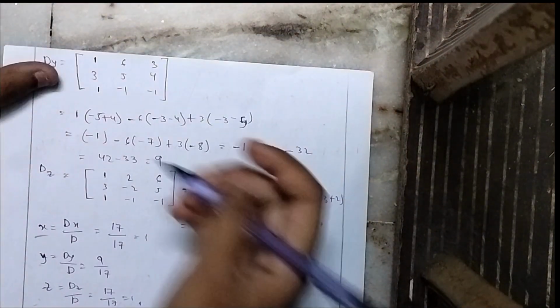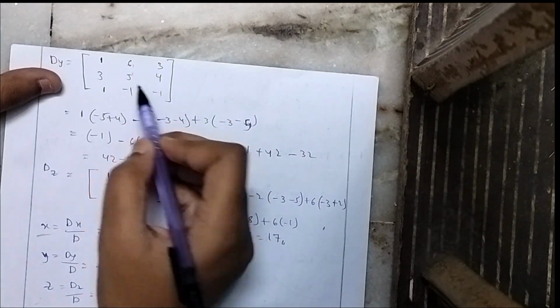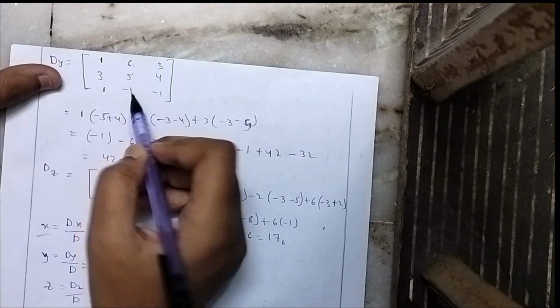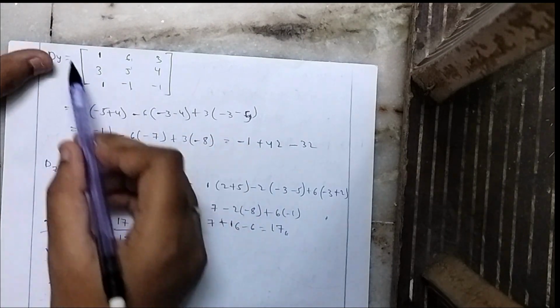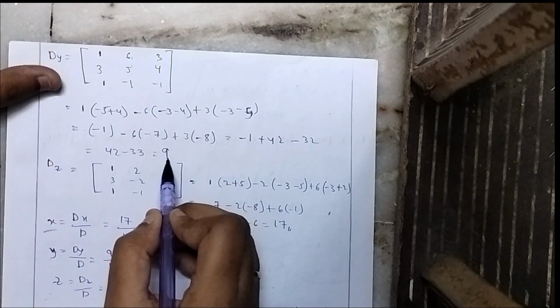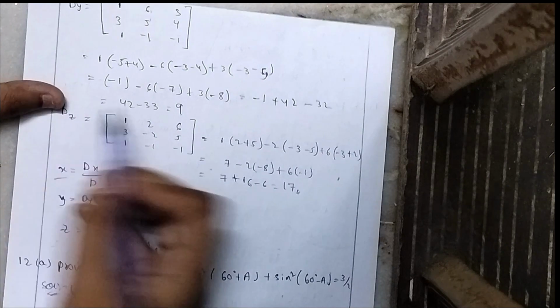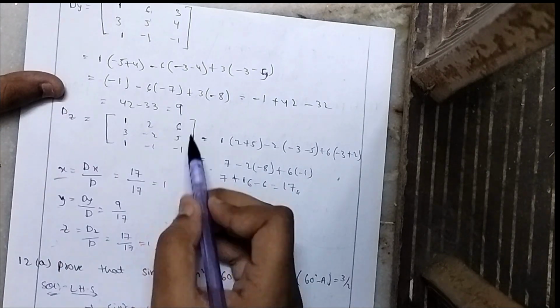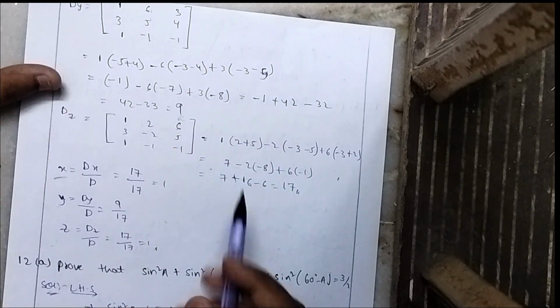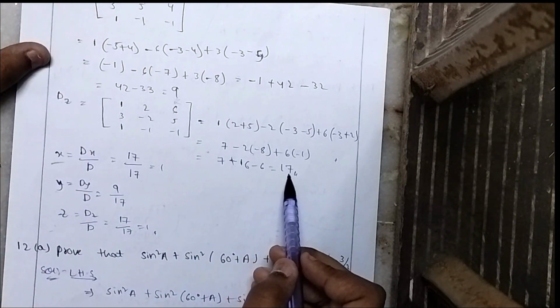And now substituting that 6, 5, minus 1 in the place of y coefficients. So again solving this dy value, we get the value 9. And now dz, that means substituting 6, 5, minus 1 in the place of z coefficients. And now we get the dz value as 17.